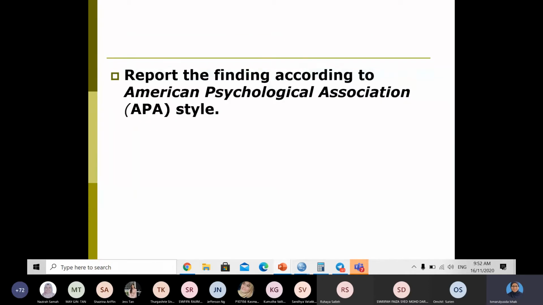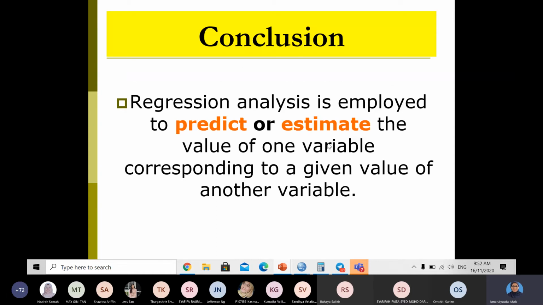Okay. Lastly, you have to report all the findings according to APA style. So the conclusion here: regression analysis is employed to predict or estimate the value of one variable corresponding to a given value of another variable. I think we have another two topics to discuss this morning. So this is the conclusion for simple linear regression.